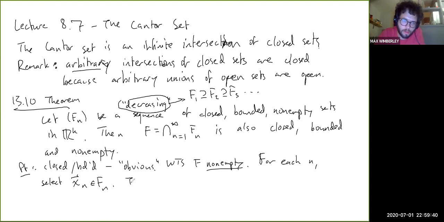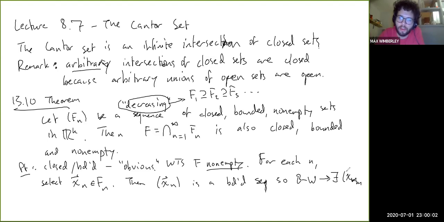Xn is a bounded sequence. So Bolzano-Weierstrass tells us there exists a subsequence, and they call it Xnm instead of nk. They have to use n sub m here because k we already used for the dimension of the space, unfortunately. So Xnm, the subsequence of Xn, converges to X naught in RK.